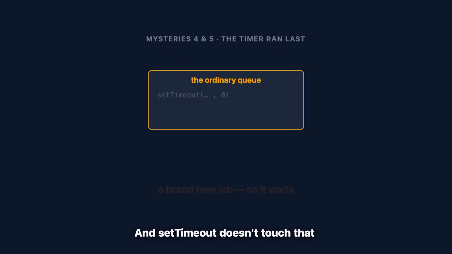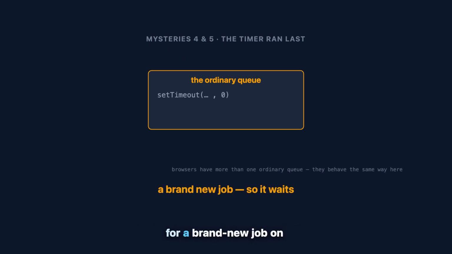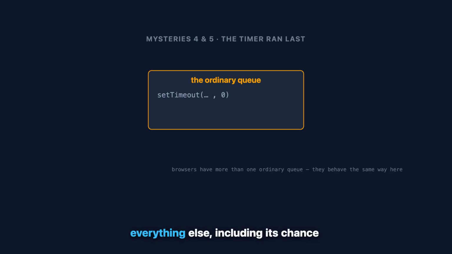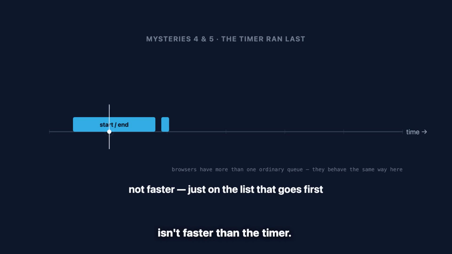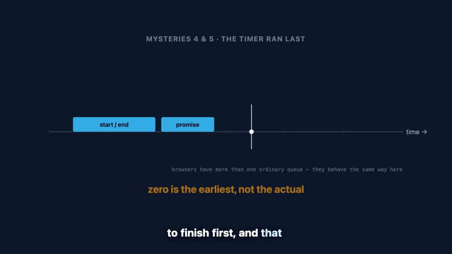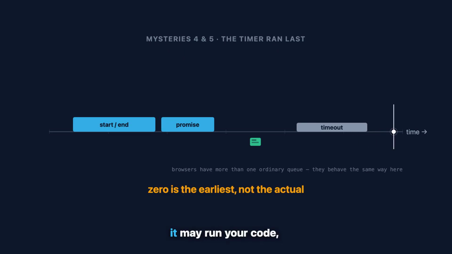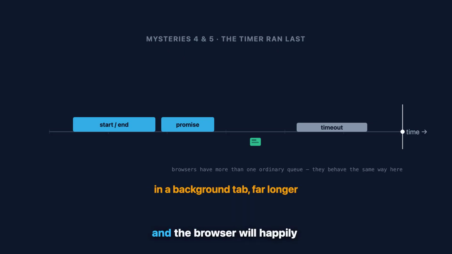And setTimeout doesn't touch that list at all. It asks for a brand new job on the ordinary queue. The browser only starts a new ordinary job once it has finished everything else, including its chance to update the page. So it goes last. The promise isn't faster than the timer. It's just sitting on a list the browser is obliged to finish first. And that 0 was never a promise of speed. A delay tells the browser the earliest moment it may run your code, not when it will. Put that tab in the background and the browser will happily hold it far longer than you asked.